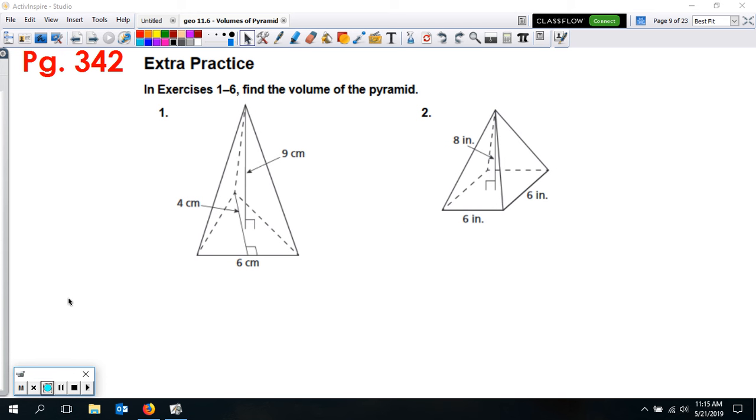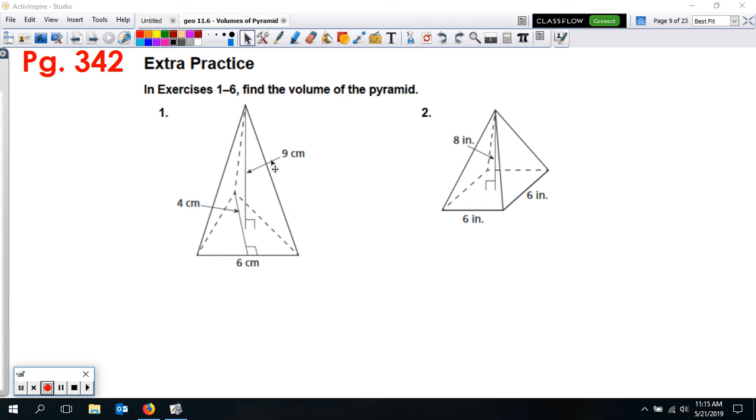Okay, so on page 342, our extra practice begins 1 through 6. We're just finding the volume of the pyramids. And so we want to look for the base area of the pyramid and what shape the base is going to be. So sometimes the base will be a triangle like this one, and we got to remember the triangle formula, which is 1/2 base times height. And so here's the base and the height of just this triangular base.